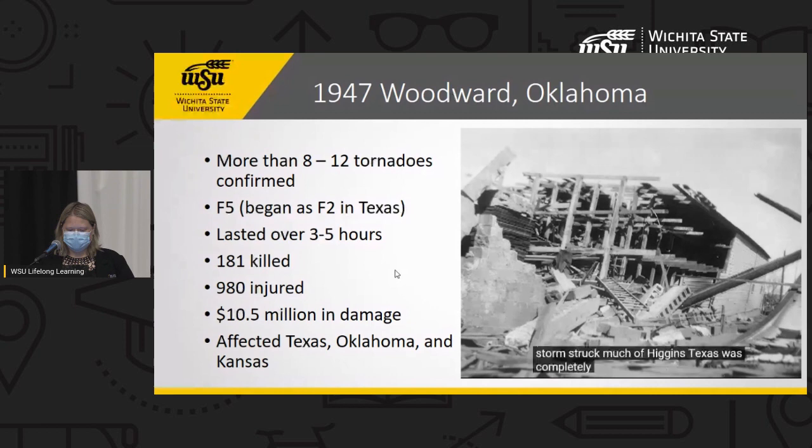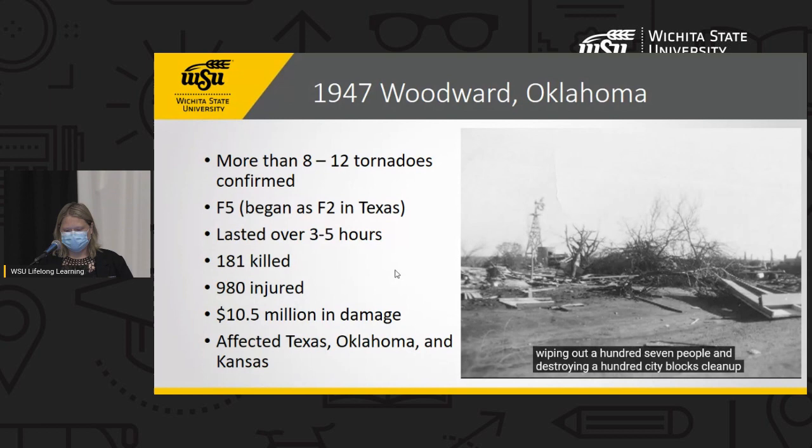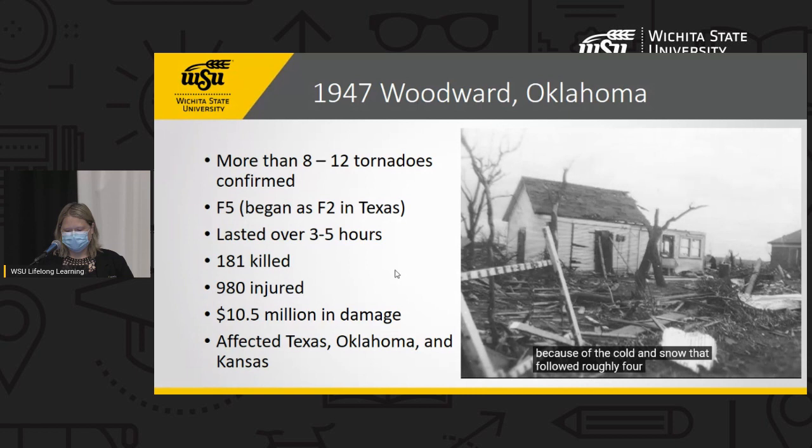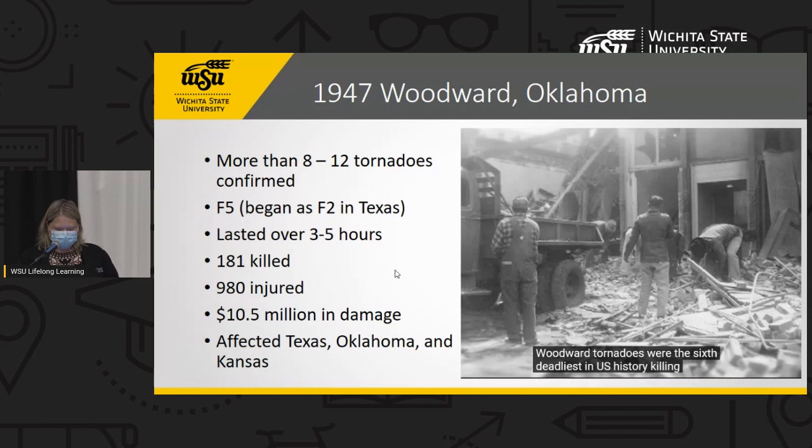The system then ransacked Oklahoma, where it passed through Woodward with a 2-mile-wide track, wiping out 107 people and destroying 100 city blocks. Cleanup in the region was made more difficult because of the cold and snow that followed. Roughly 4,000 buildings and homes were leveled or heavily damaged, costing $500 million in today's figures. The Glazier-Higgins-Woodward tornadoes were the sixth deadliest in U.S. history, killing 181 and injuring 970. I'm Mark Mancuso.